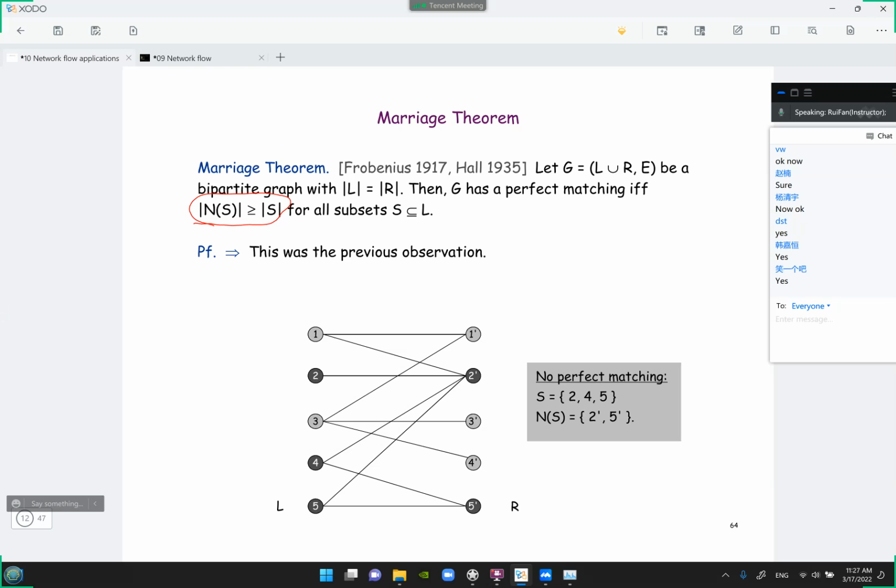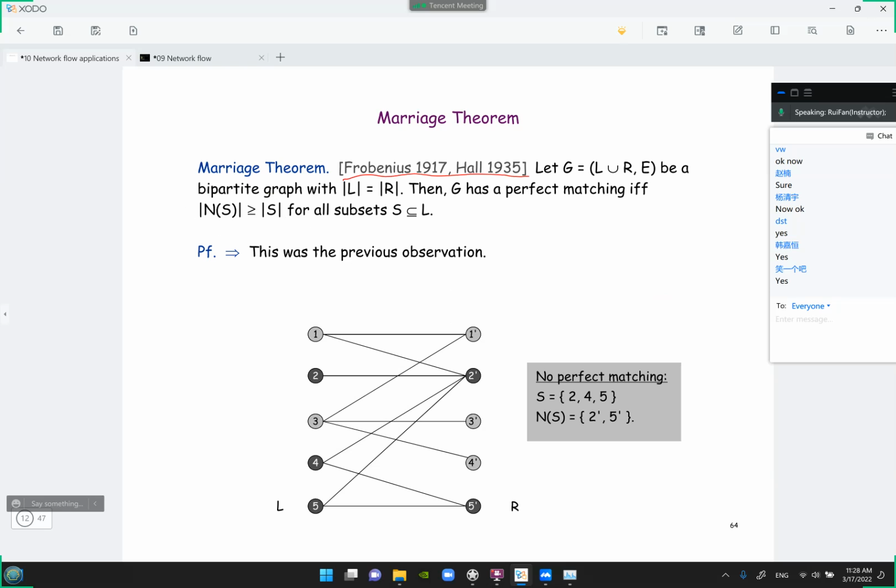This is usually called the marriage theorem because you can think of the left nodes as women and the right nodes as men, and if you match them, it's kind of like you marry them. But anyways, this problem has been studied for over 100 years. The condition is actually pretty simple, and it's also a natural condition.